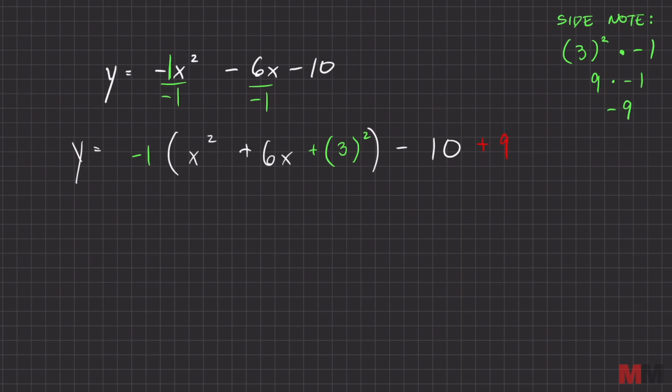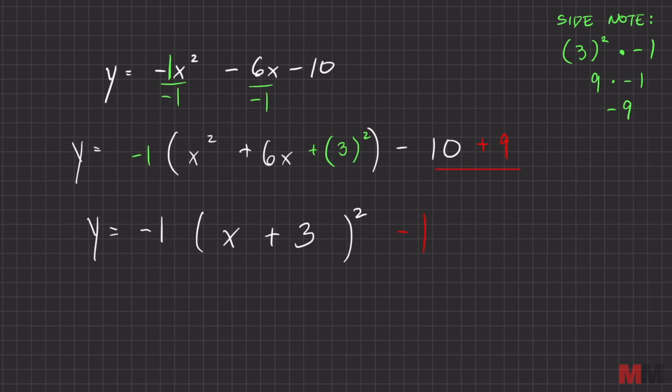That pretty much takes care of all the hard parts. Now I've got y equals -1, and we can rewrite this trinomial as x plus whatever's in the parentheses right here, +3 squared. And this part we just gotta simplify. -10 plus 9 is -1. There is my vertex form.